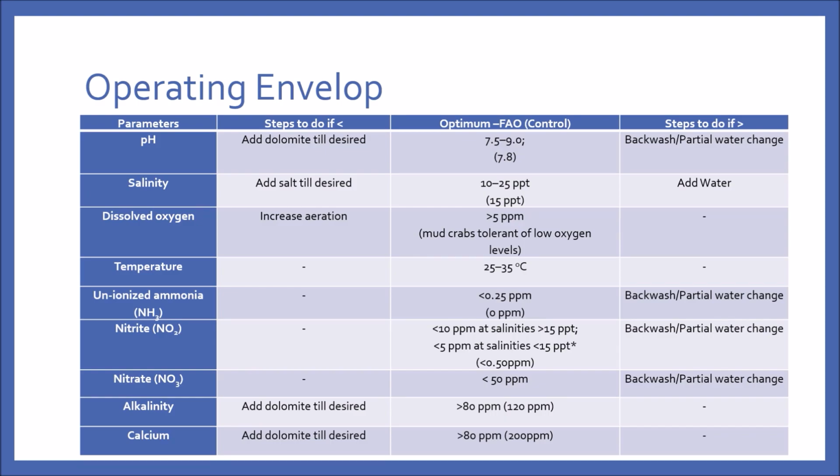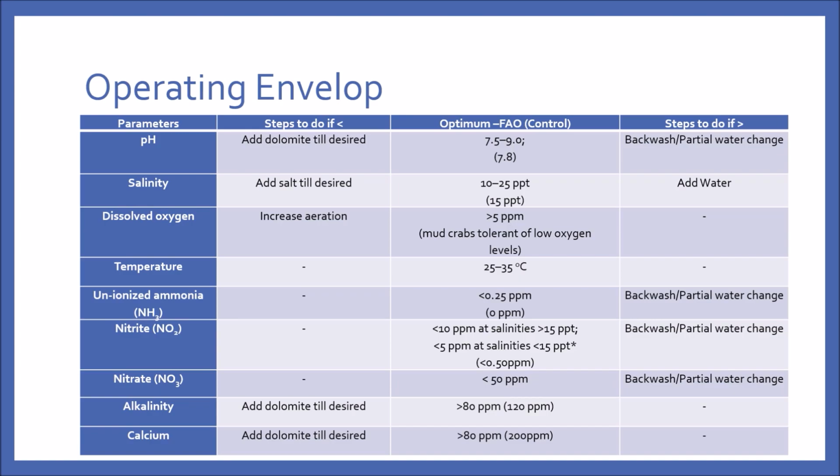Nitrate is the last part of the nitrification sector. Usually, nitrate, NO3, is not that toxic as compared to NO2 and NH3. Concentration can go up to 500 ppm without harming the crabs, but ideally it should be as low as possible.